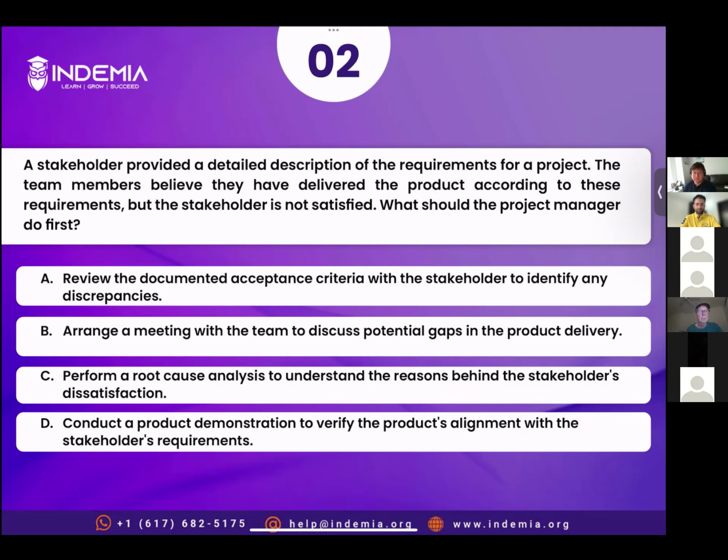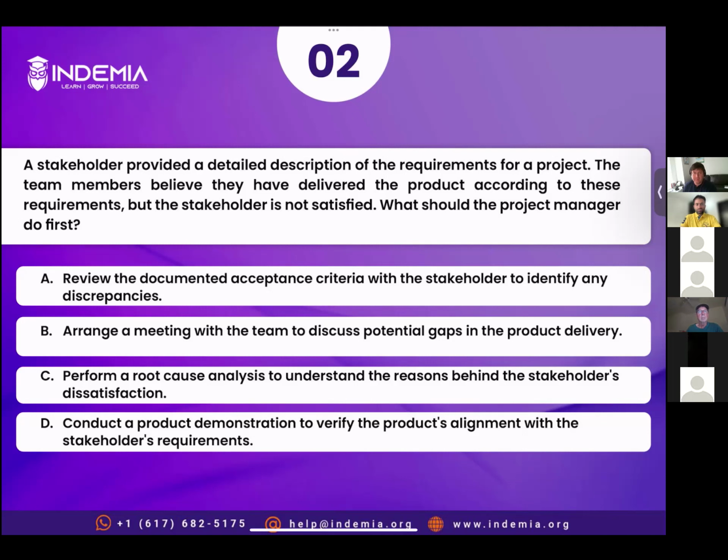Anton, you want to say something? Yes, I believe we all have to keep in mind that probably all the options are correct, and they would work in this situation. But the question itself is, what should the project manager do first? So we really have to pick one of these four that would make the project manager take this action item as the first one. Absolutely. Thank you for the explanation.